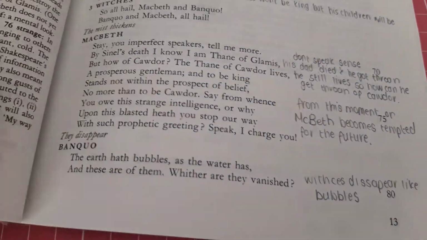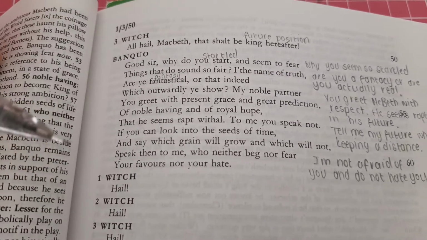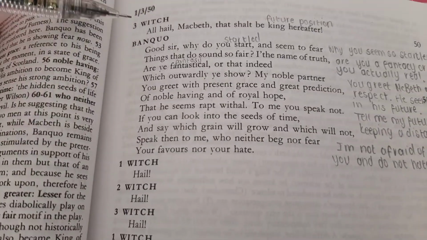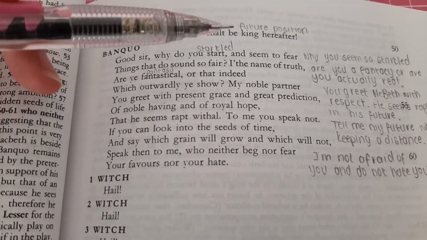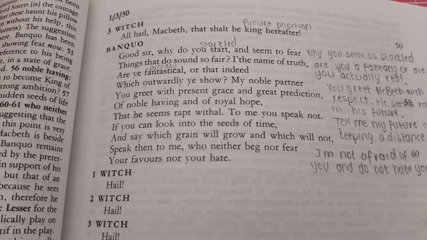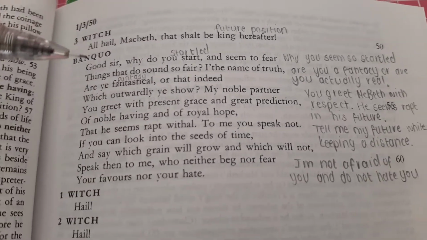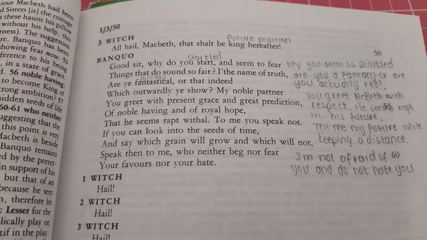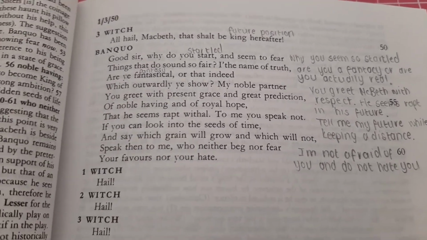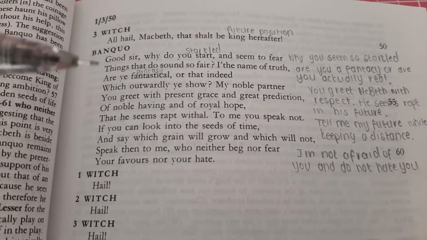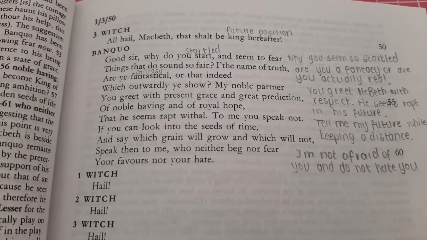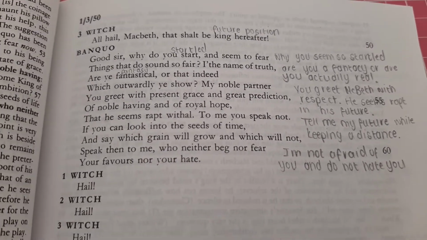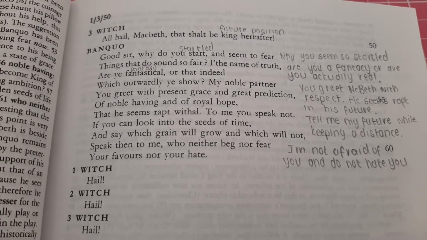So what the witches are basically trying to do is, in a way, fortune-tell what he's going to become. So the third witch here says, "All hail Macbeth, that shall be king hereafter," so that he'll be the future king. Basically, the witches know that he's going to be Thane of Cawdor. That's why they say, hail Thane of Cawdor. But Macbeth doesn't know it yet. But you'll see that they're tricking him. So when he hears that he has the title of Thane of Cawdor, he is under the impression that their prophecies come true.